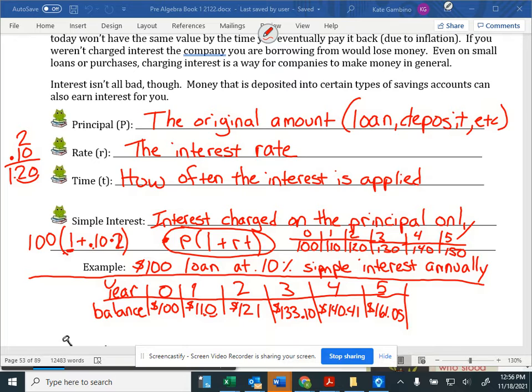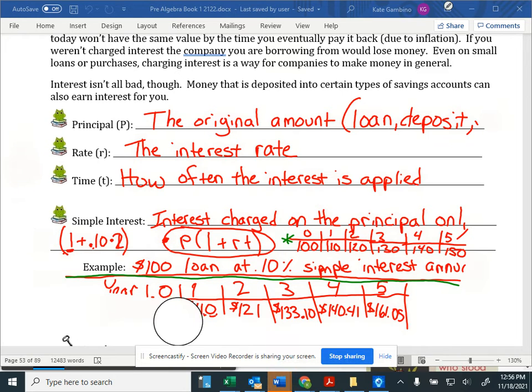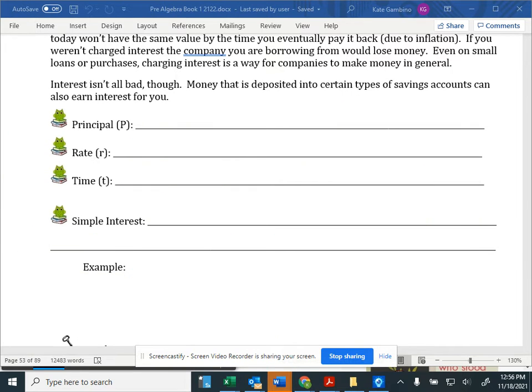Okay, the green line here on top is our simple interest. This would be what our table looks like for the simple interest. You just keep multiplying from the principal. So now I'm going to scroll up so we can see what the formula is for the compound interest.